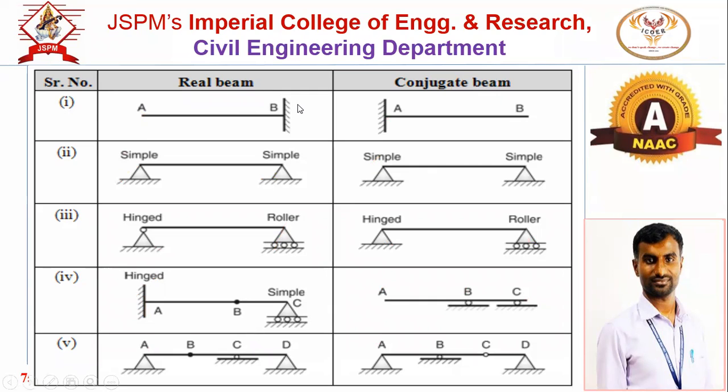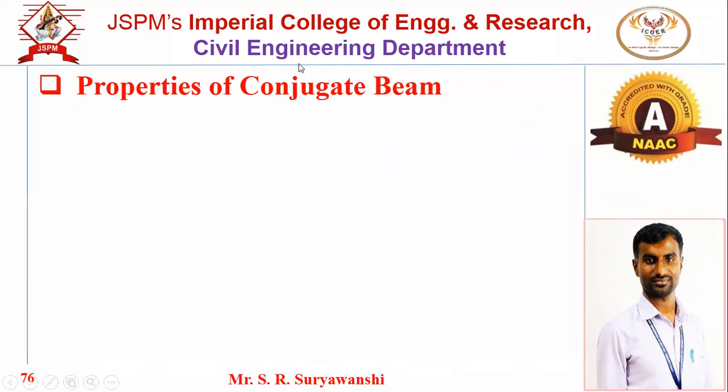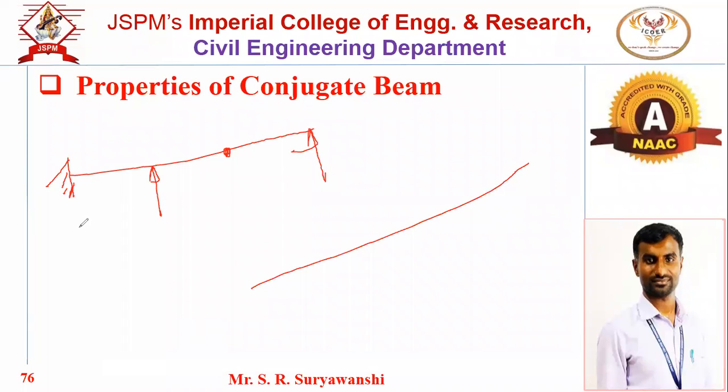Now next point, it is about the properties of the conjugate beam. But before that I will give one real beam. For that real beam, what will be the conjugate beam? You tell me. This is the intermediate support. This is the internal hinge. And this is the roller support. So what is the conjugate beam here? Suppose this is A, this is B, this is C, this is D.